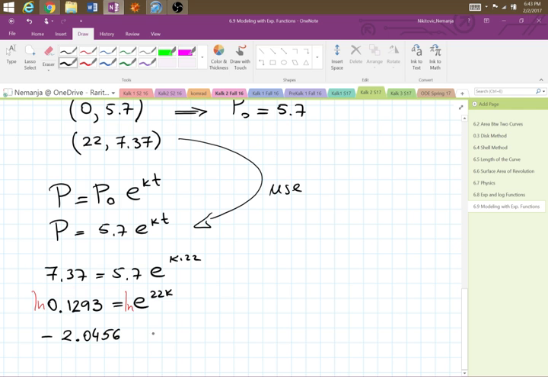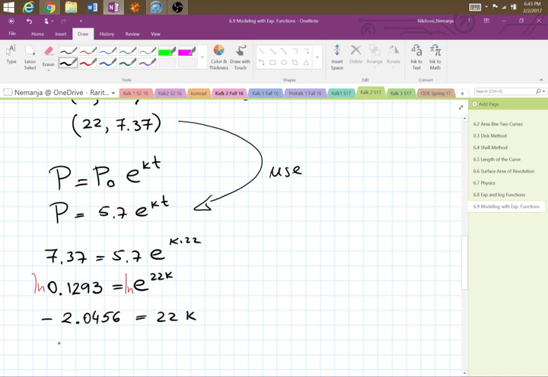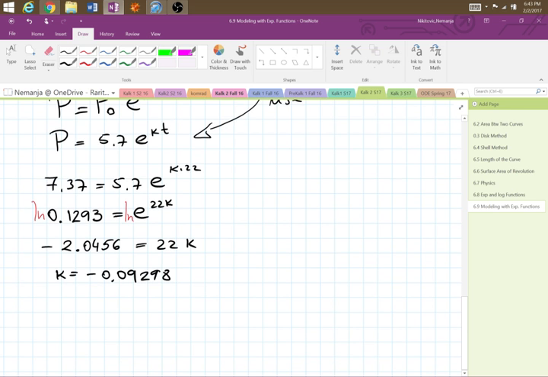And on the other side, we just have 22k. So we take the number divided by 22, and we have our k. Negative 0.09298. I have 4 digits there after all these zeros, which is, as I said, what we want. And now I'm ready to write the mathematical model.